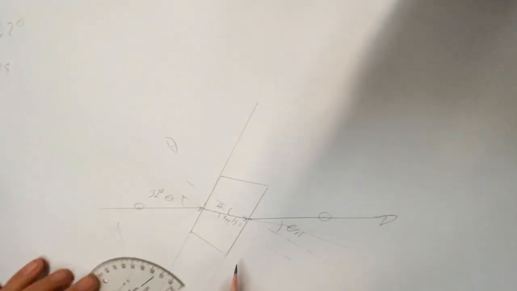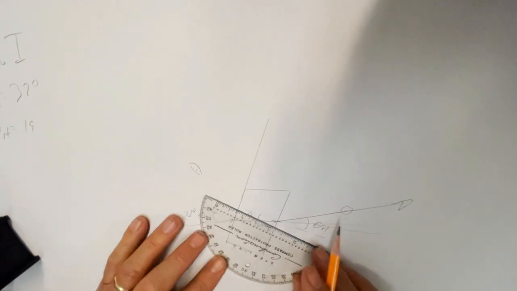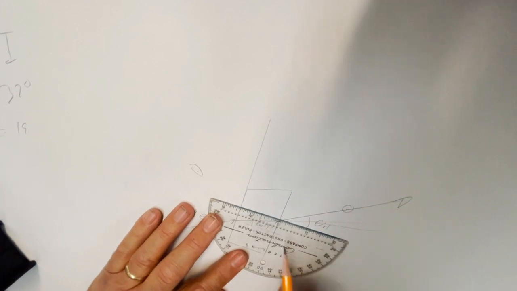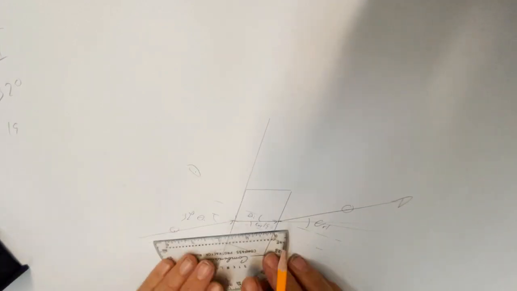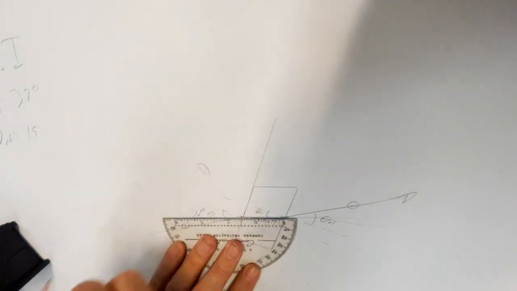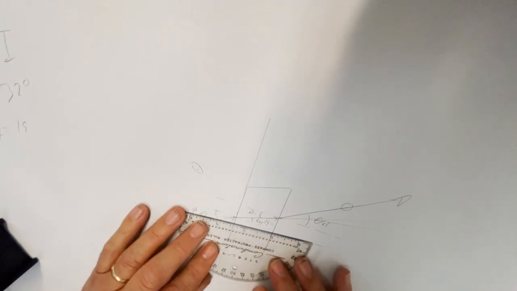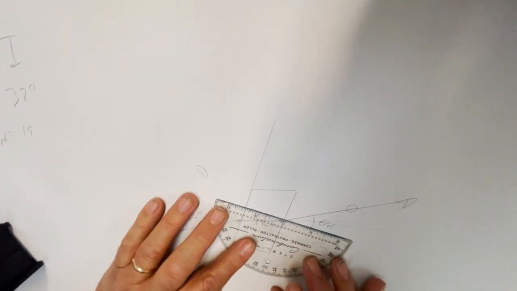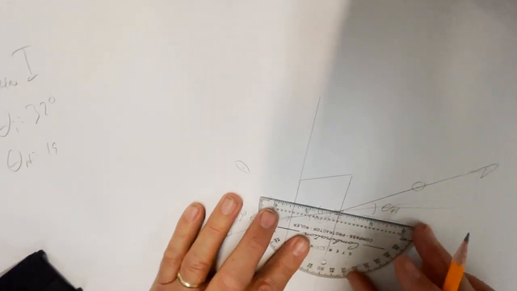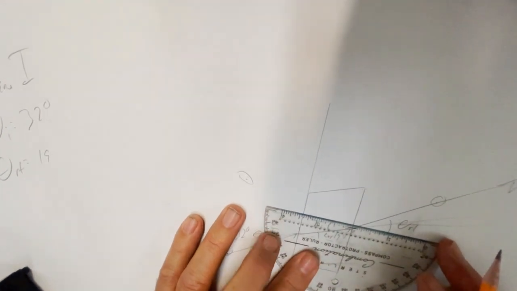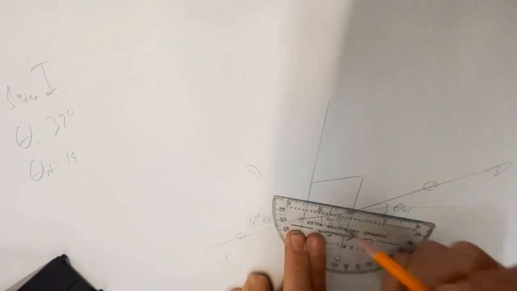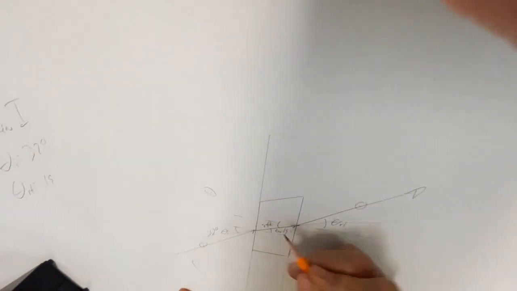All right, so now we need to do the same thing over here. We need to measure this angle of incidence. So I put this along the normal. And I'm going to have to extend this so I can do this. So now I want to measure this angle. I want to have this on 90, and that right on the crosshairs. Is that on the crosshairs? Yes. So this is about 22 degrees.